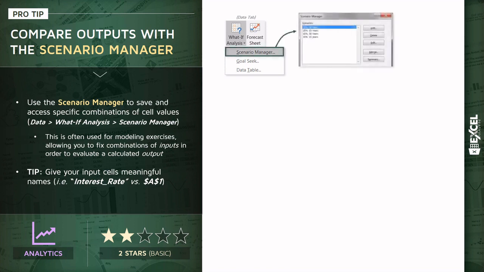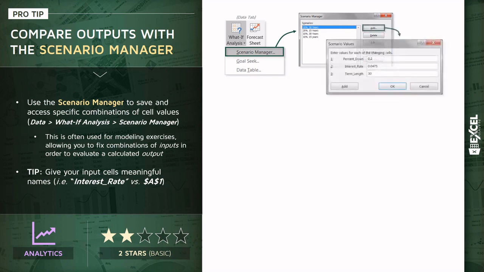If we drill into that Scenario Manager option, we'll see a list of any predefined scenarios that we've created. In this case, I have 4. And when you add or create a new scenario from scratch, you're basically telling Excel, I want to define a scenario based on this specific set of cells. In this case, I have 3 of them. I've named one cell percent down, a second cell interest rate, and a third cell term length.